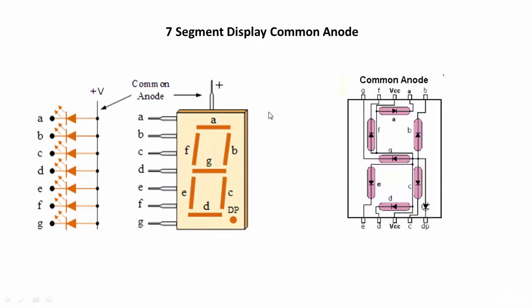But in common anode, the anode, as you know, is positive. The positive terminals of all the LEDs are tied together, and you have to drive them to positive, plus VCC. You have to control the negative terminal of the LED using your microcontroller in order to turn it on or off. That's why it is called common anode.